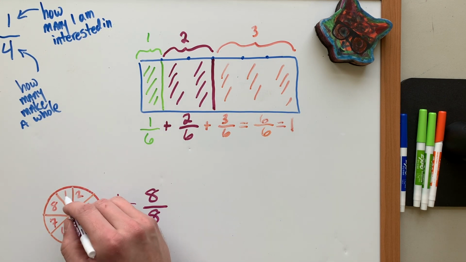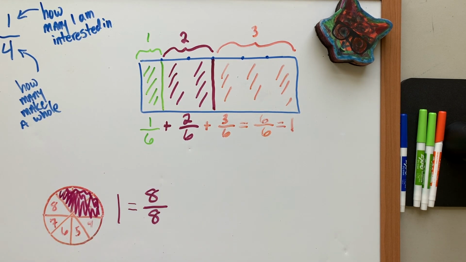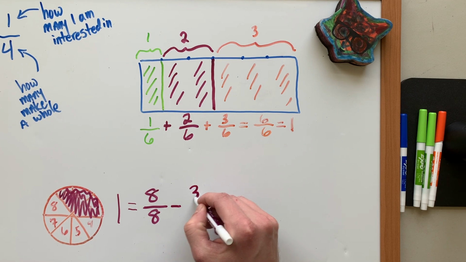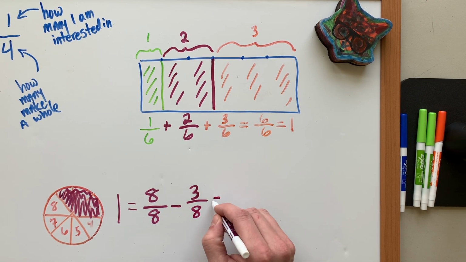Let's say that I go in here and I eat pieces 1, 2, and 3. They're gone. I ate them. Okay, so now how much pizza is left? I'm going to subtract what I ate. I ate 3 pieces. That's how many I'm interested in. Out of how many? Well, 8 pieces make up the whole.